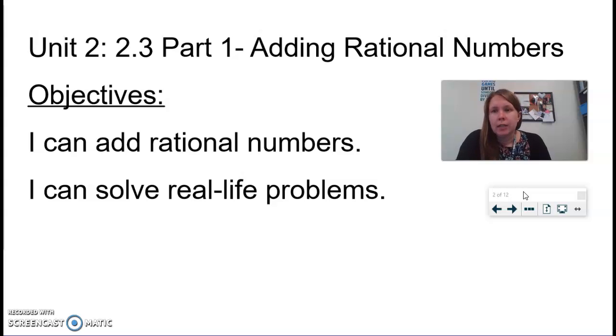This lesson typically has adding and subtracting rational numbers together. But to be honest with you, working with rational numbers is pretty difficult, so I wanted to break it apart into two different parts, on adding as well as subtracting. Our objectives are: I can add rational numbers and I can solve real life problems. Sometimes you're going to see that I have different kinds of slides. These are things I had from previous years, or sometimes I'm making them as we go along.